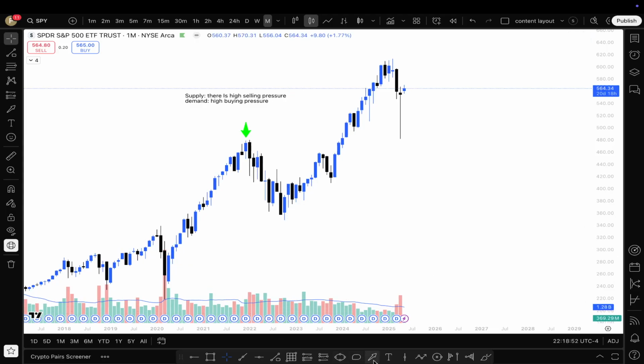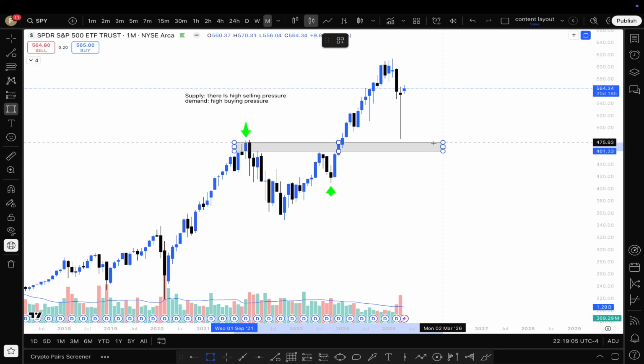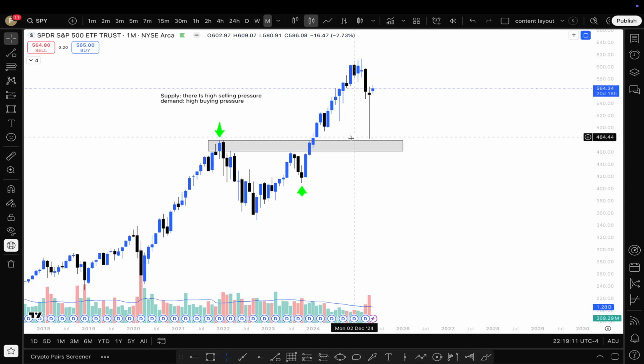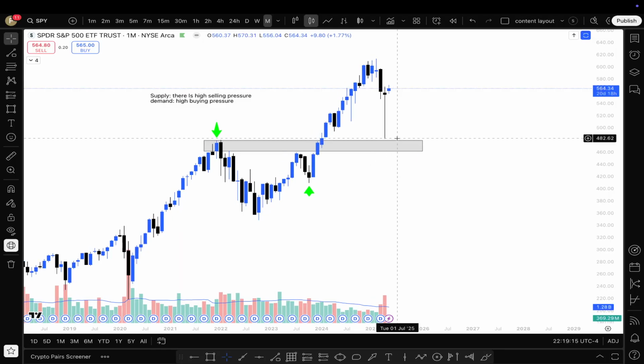And another one would basically be this one right here. This one would be a supply zone. How you would mark it out would be going from where it opened all the way to the wick. And as you can see here, it basically wanted to go back down to it, but the market isn't always going to go back into that range. It's not always going to be perfect.